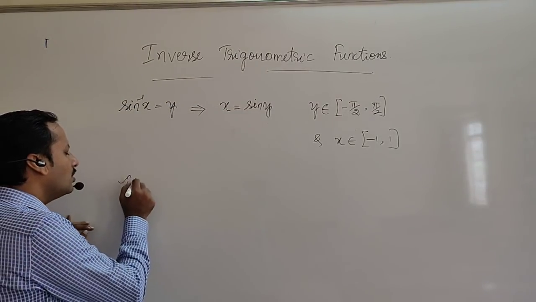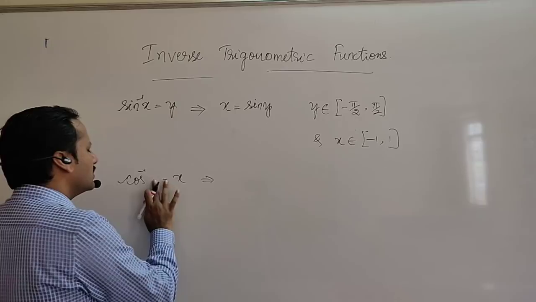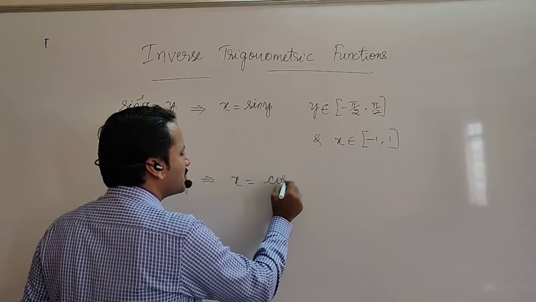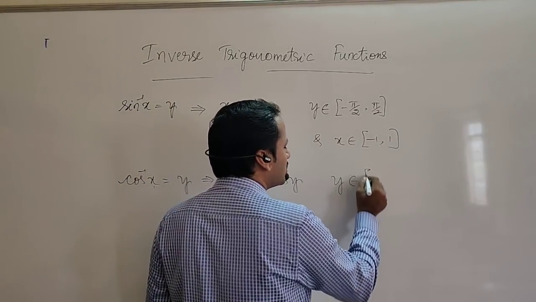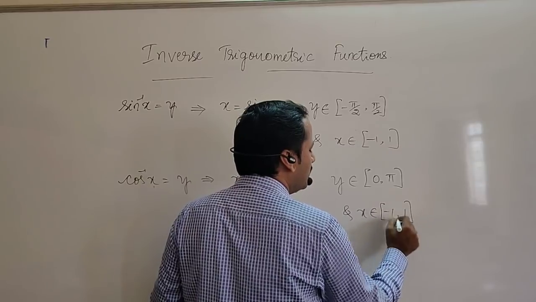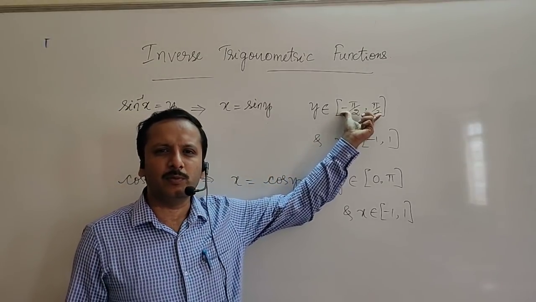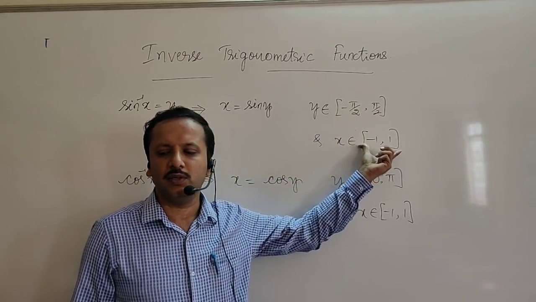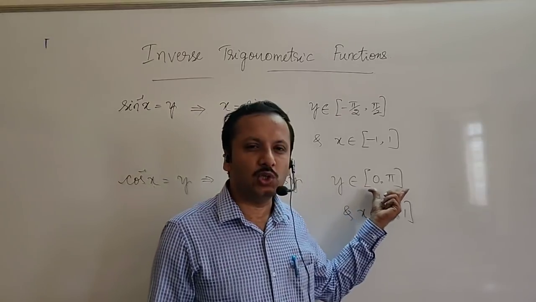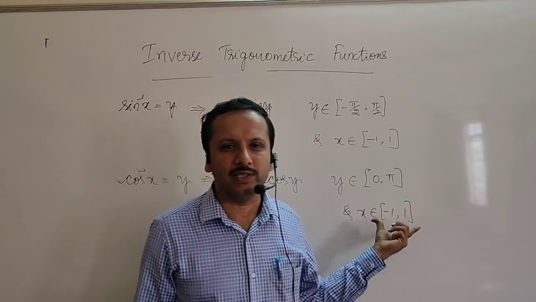Similarly, cos inverse x is equal to y implies that x is equal to cos y, if y belongs to the closed interval 0 to pi and x lies in the interval minus 1 to 1. So from this we have seen that the domain of sine inverse x is minus 1 to 1 and the range of sine inverse x is the closed interval minus pi by 2 to pi by 2. Similarly, the domain of cos inverse x is the closed interval minus 1 to 1 and the range of cos inverse x is the closed interval 0 to pi.